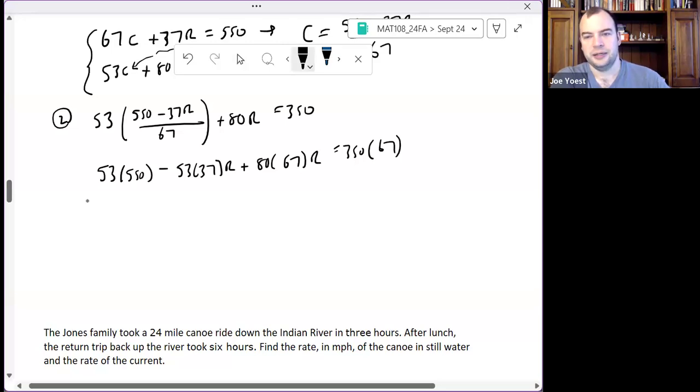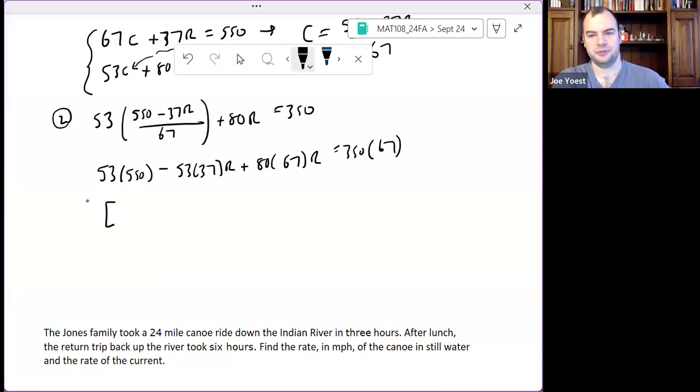Okay, so what do I have then? My coefficient of R is 80 times 67 minus 53 times 37, times R. And then I would have plus 53 times 550. Let me subtract that over.